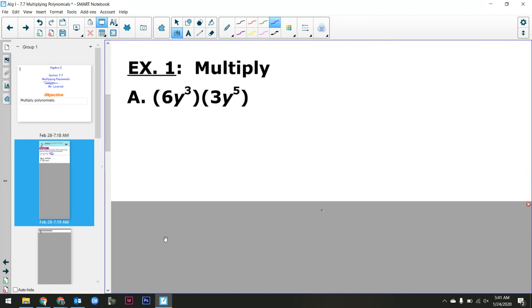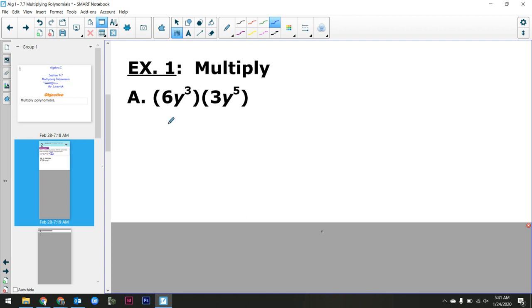Let's take a look at what we have. Now remember, we can talk about this in a new way since we've done section 7.1. This is a monomial times a monomial, right? So what I can do here, when it's a monomial times a monomial, is multiply all common parts together. I don't need to do any sort of distributive property because there are no plus or minus signs.